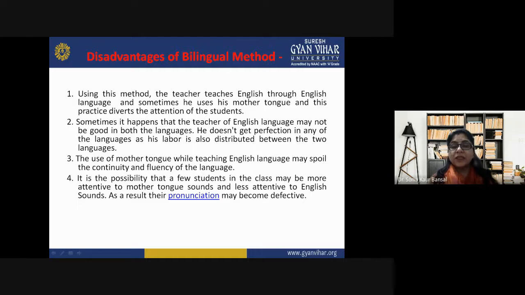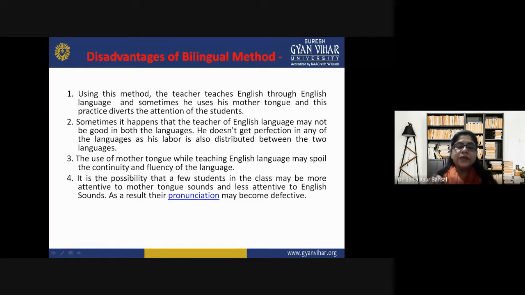The use of the mother tongue while teaching the English language may spoil the continuity and fluency of the language. When you are reciting a poem, the students are enjoying, students are learning, and the teacher is also learning. But all the time there is a thought in the mind of the teacher that my students are maybe not going to understand this particular word, so an extra effort is actually required from the part of the teacher. So this practice may spoil the continuity and fluency of the language.